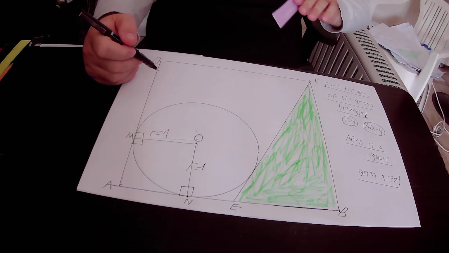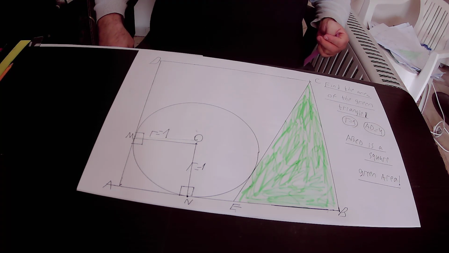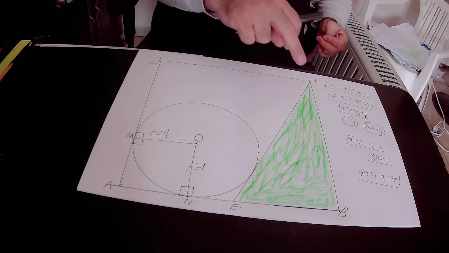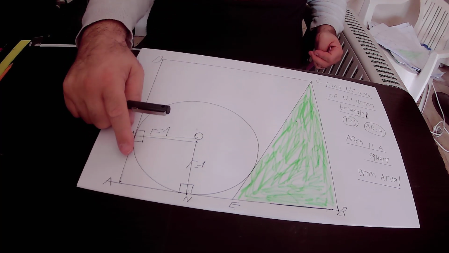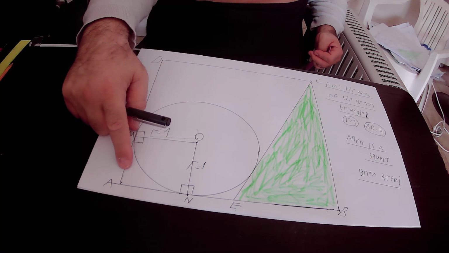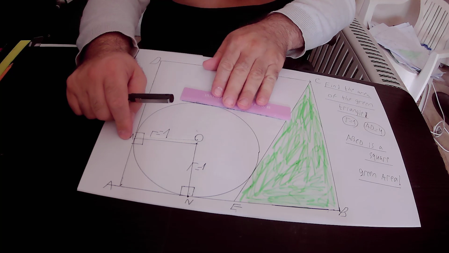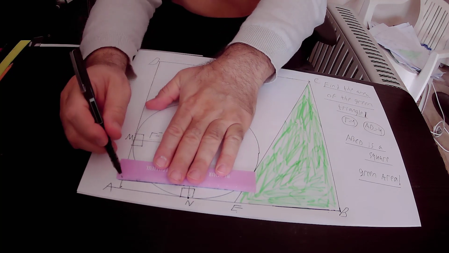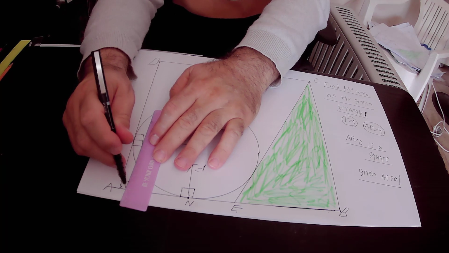Okay? As you already know, all 4 angles inside a square are right angles. ABCD is a square. This angle, angle DAB, is 1 out of 4 angles of square ABCD. Therefore, this angle equals 90 degrees. It is a right angle. Okay?